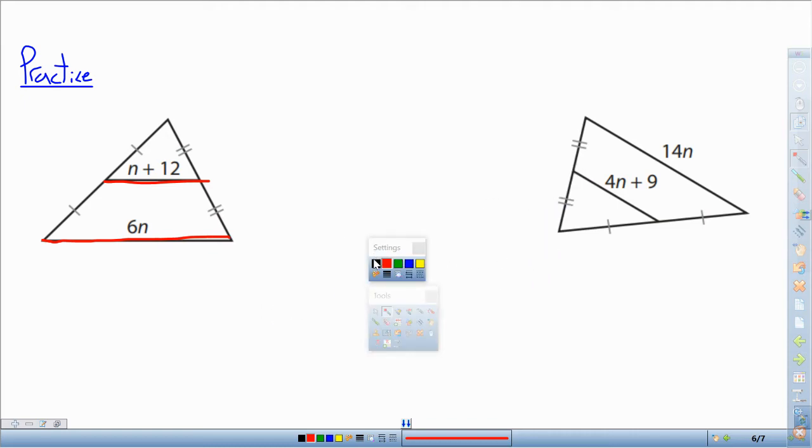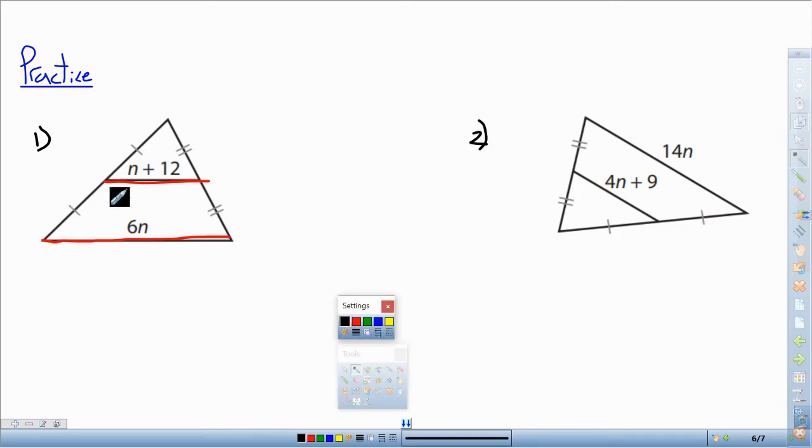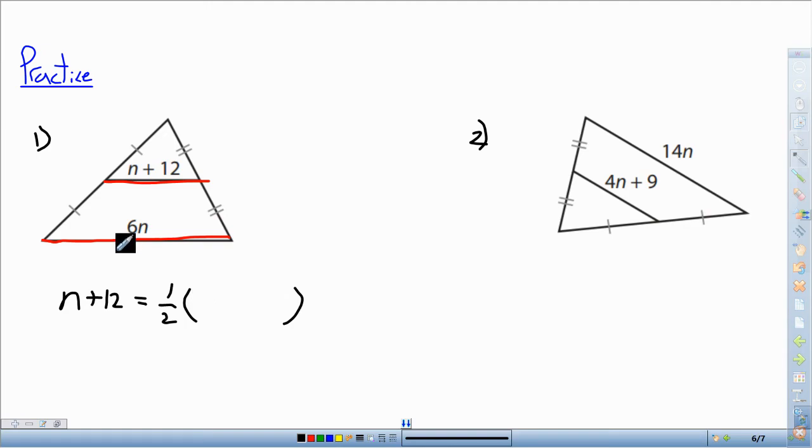Do the same thing for this one. I guess we'll call this number 1 and this one number 2. Okay, give it a try. Okay, so let's go ahead and do it. Our mid segment, n plus 12, equals 1/2 of our side length, 6n.